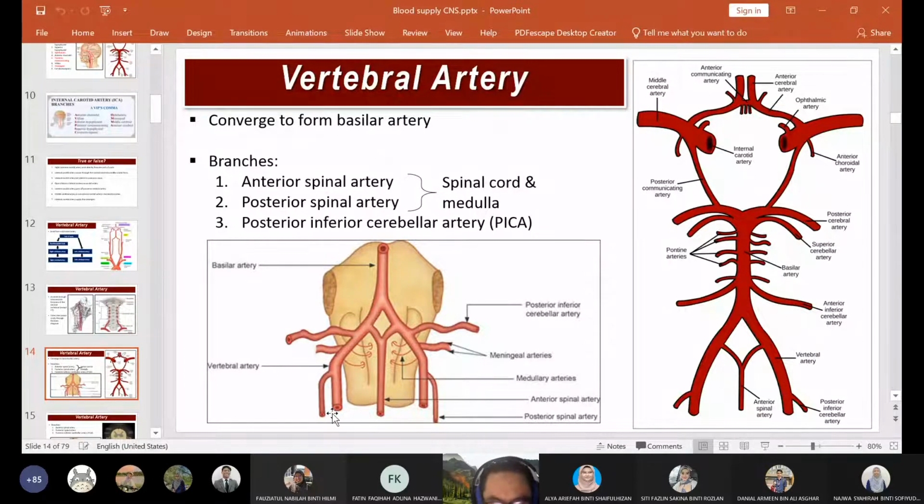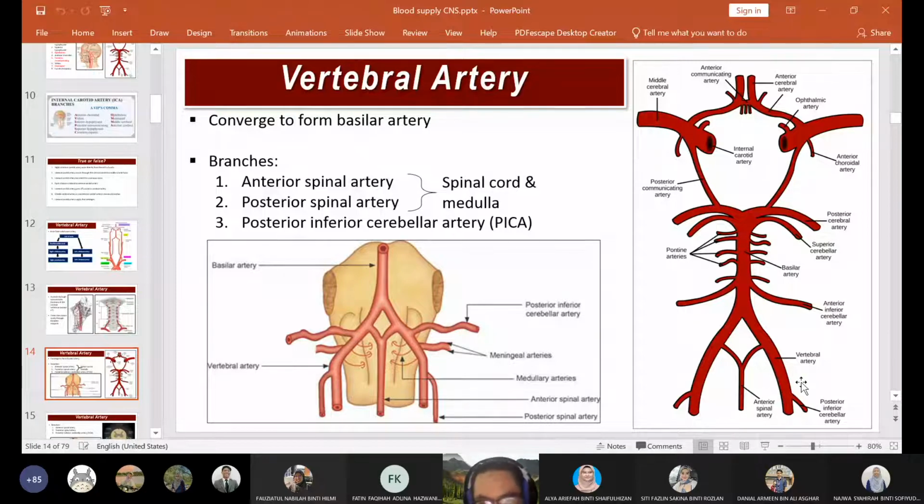This one is also another picture. Converge to form the basilar artery. Branches, spinal artery. Awak tengok kat sini, dia ada dua. Anterior spinal artery yang ni. This one. And then they converge into satu. Anterior spinal artery coming from the right and left vertebral arteries becomes one anterior spinal artery, which means they supply the anterior part of the spinal cord. And then you have the posterior spinal artery here, and ini kekal dua. It stays as two. So you have two posterior spinal arteries and one anterior spinal artery. Okay, sama kan?